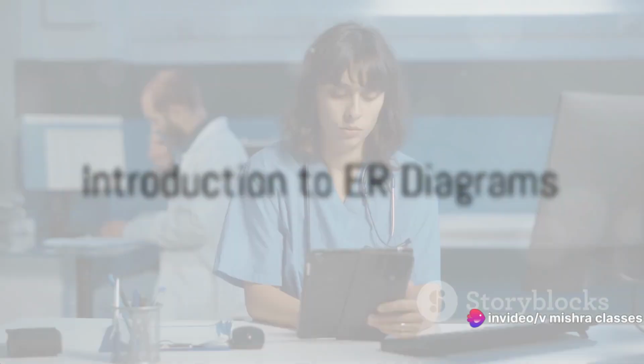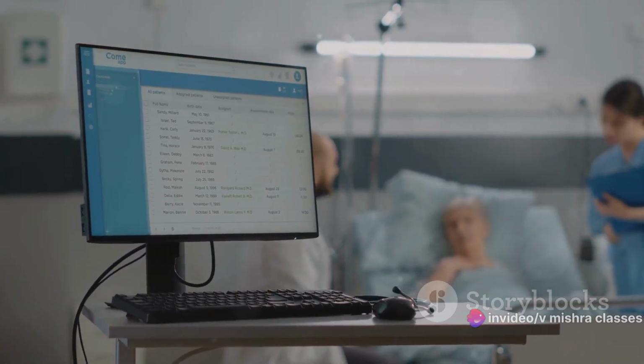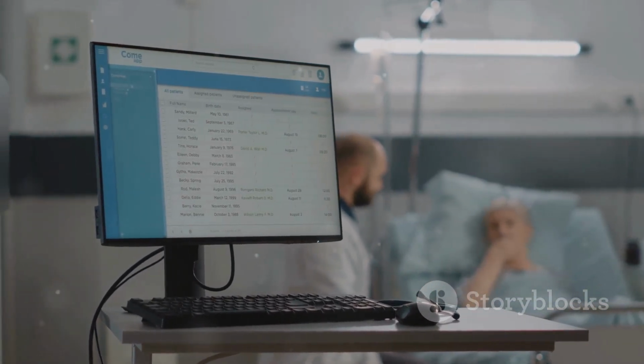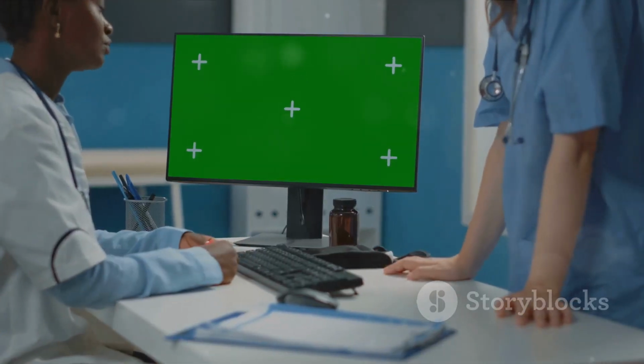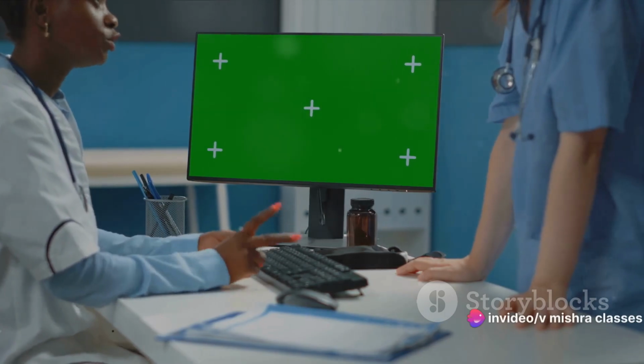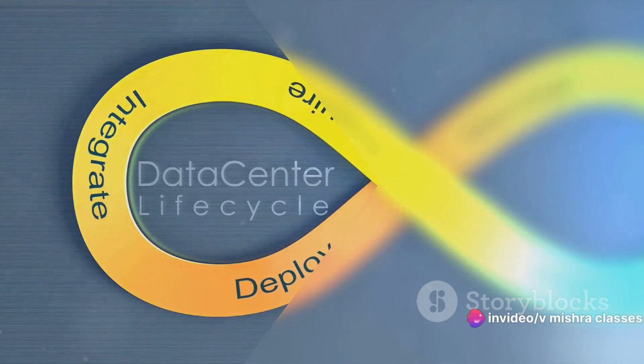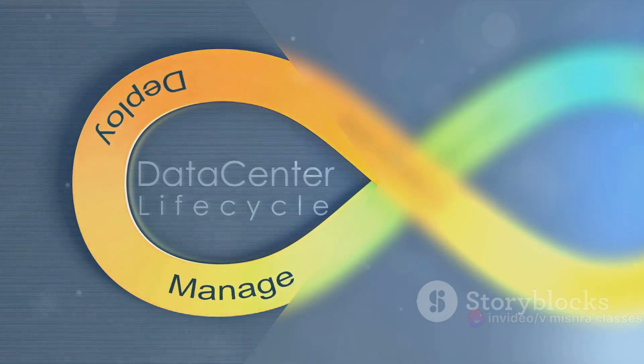Have you ever wondered how a hospital manages its data? In the heart of every hospital's operations lies a complex web of data management. One essential tool used in this process is the entity relationship, or ER diagram. This ingenious tool helps visualize and organize the vast amounts of data in a system.